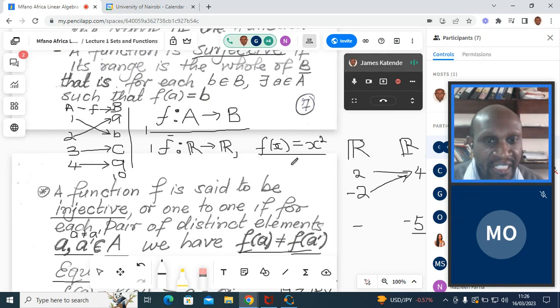But if you restrict the range, for instance to only the real numbers which are greater than or equal to 0, then it becomes a surjective function. It will not be injective, because you still have 2 and -2 being mapped to 4. That fails to be injective. But now, with all the positive real numbers, the function becomes surjective. So sometimes by restricting the domain, you can change the nature of the function.